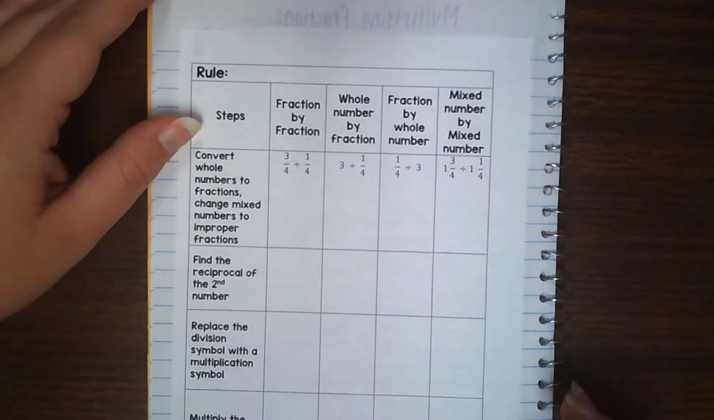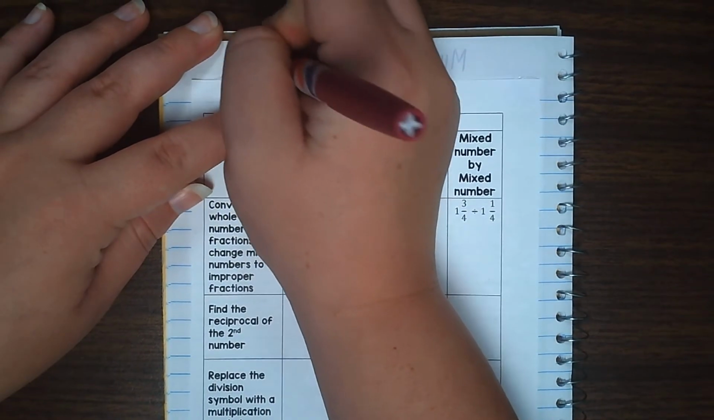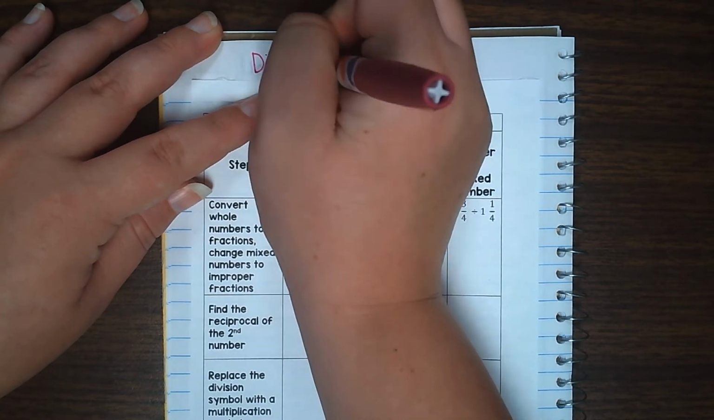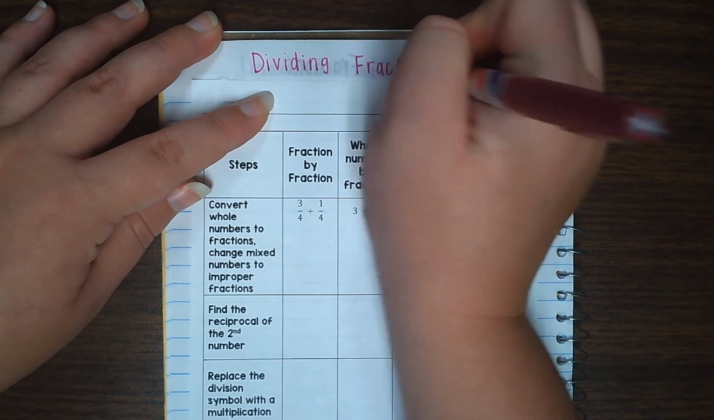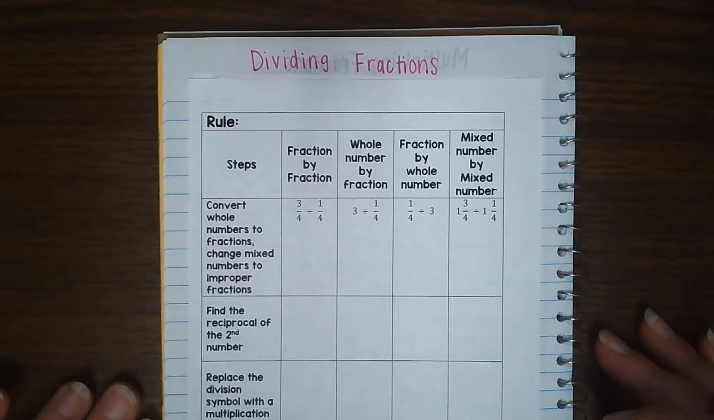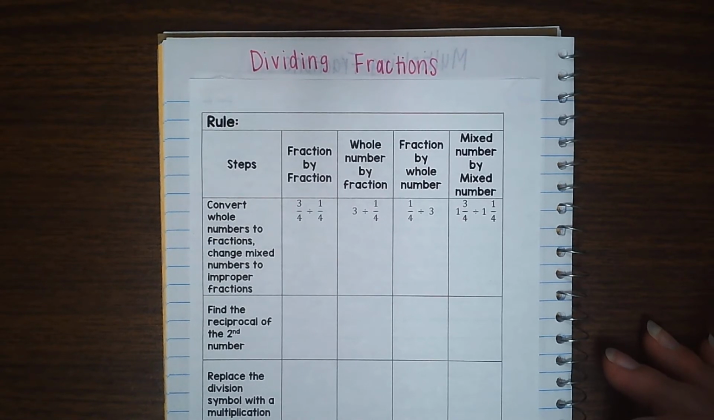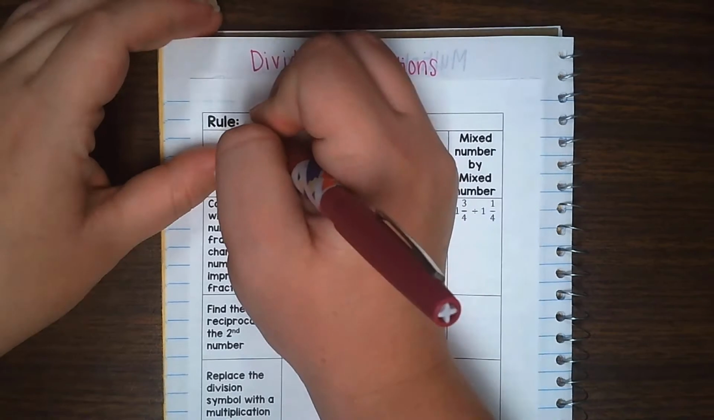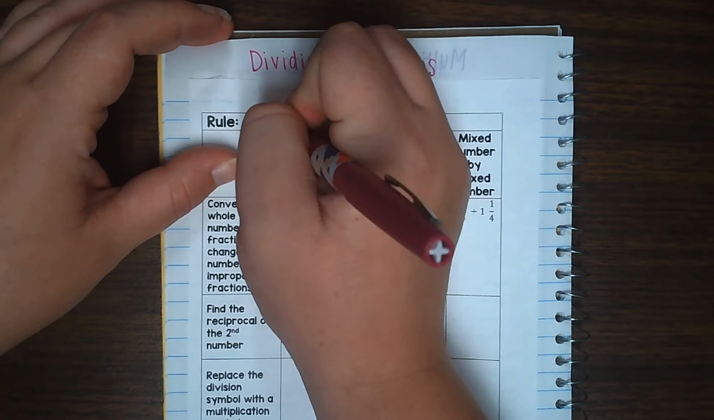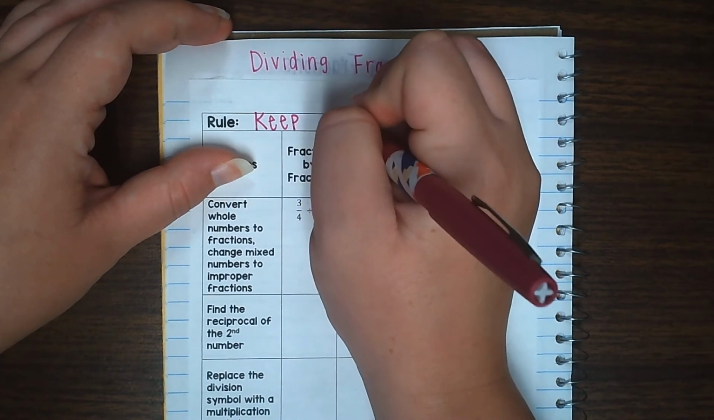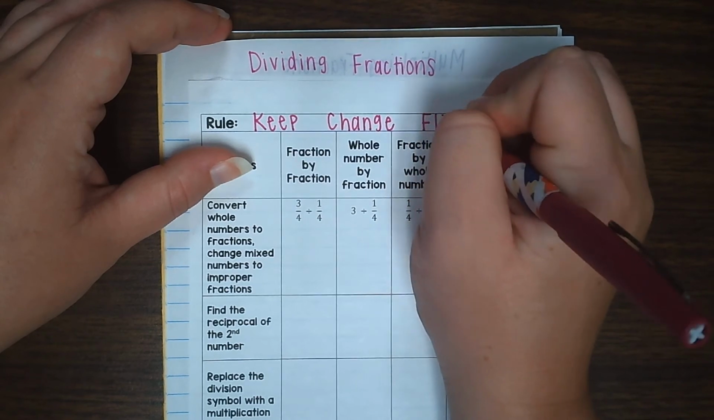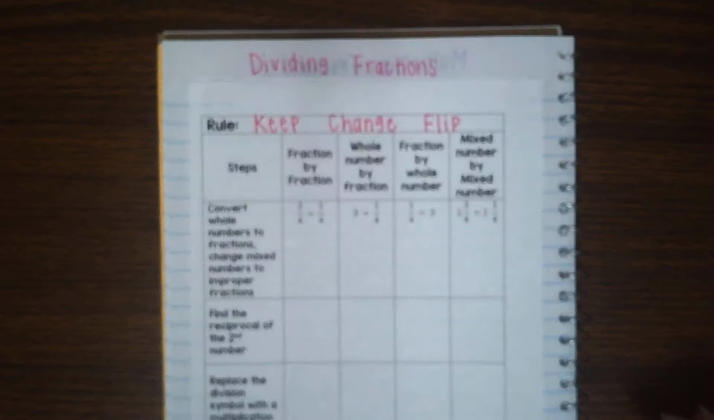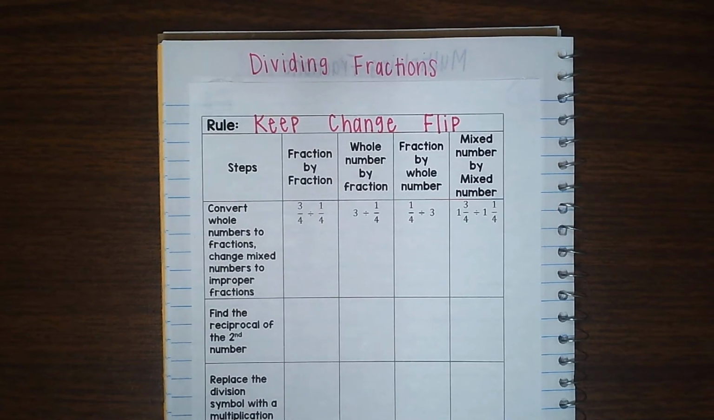And at the top, we're writing dividing fractions. Okay, so the big rule with dividing fractions is to keep, change, flip. You cannot actually divide fractions, so what you have to do is to change it to multiplication and flip to the reciprocal.